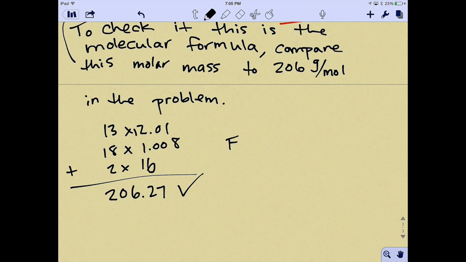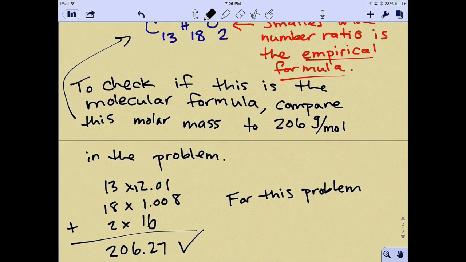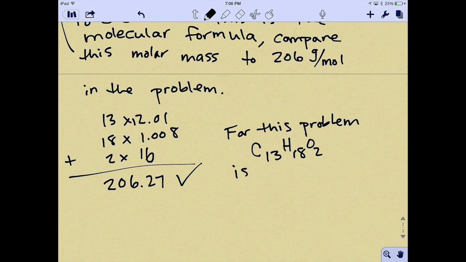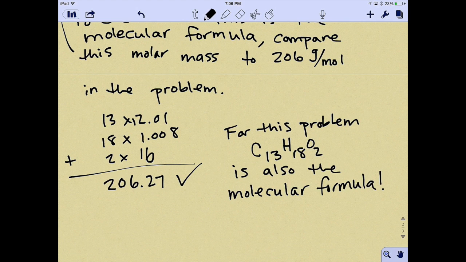This is perfect because that means our empirical formula is also our molecular formula. So for this problem, C13H18O2 is also our molecular formula. And that is how you find the empirical and molecular formulas from the percents of elements.